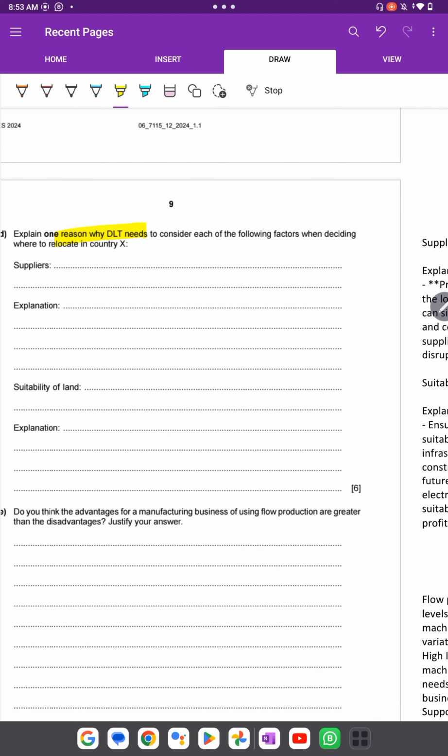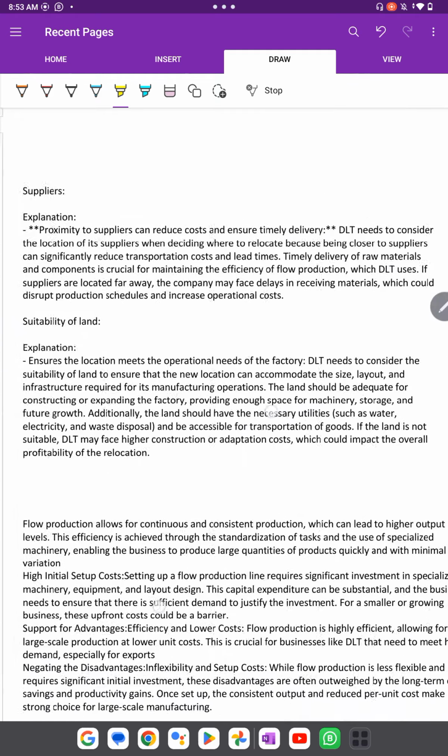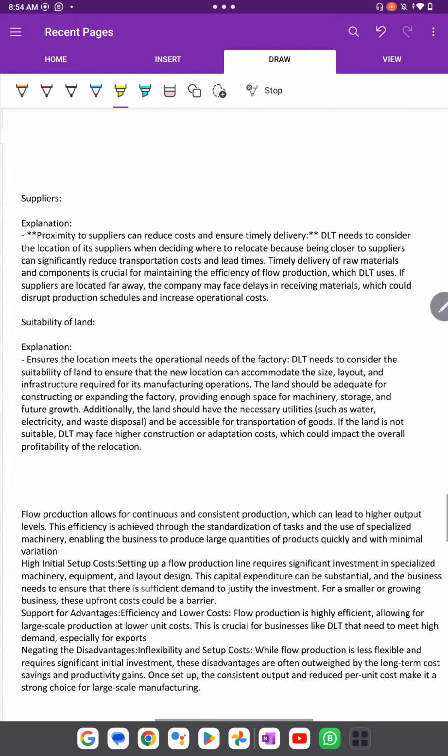Explain one reason why DLT needs to consider each of the following factors when deciding where to relocate in country X. First of all is suppliers, second one is suitability of land. So first one is suppliers. Proximity to suppliers can reduce costs and ensure timely delivery. DLT needs to consider the location of its suppliers when deciding where to relocate because being closer to suppliers can significantly reduce the transportation costs and lead times. Timely delivery of raw materials and components is crucial for maintaining efficiency of flow production. Okay, so you just need to write till here.